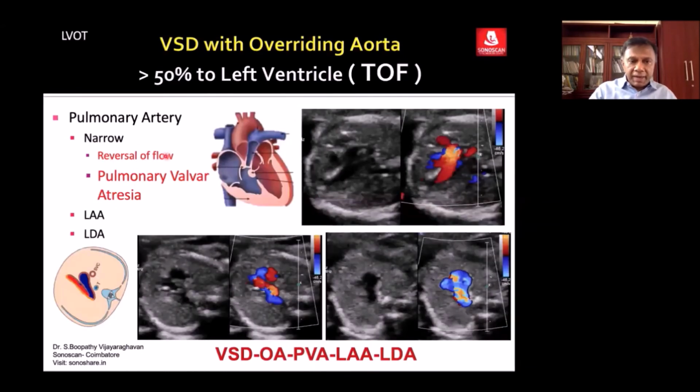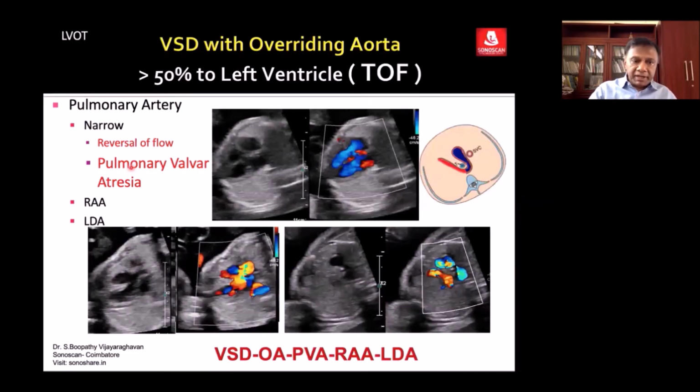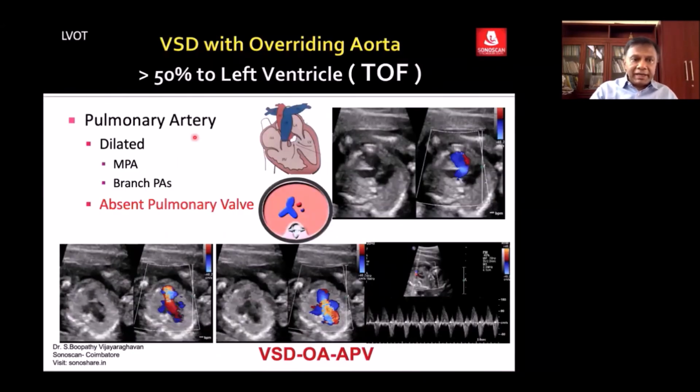So why does this happen? When there is pulmonary valvar atresia, you see in this diagram, that is the pulmonary valve that is atretic, but the pulmonary artery lumen is there. Here, pulmonary valvar atresia, but the aortic arch is on the right side, blue, again a U, but the pulmonary artery flow is reversed. We come to dilated pulmonary artery.